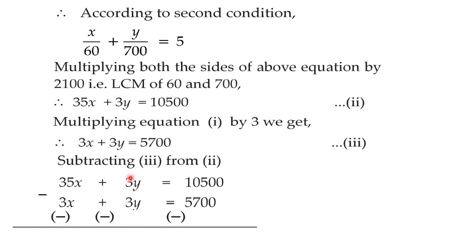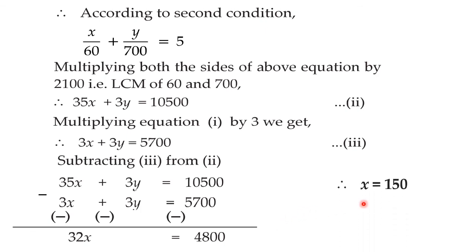Now this plus 3y and minus 3y will get cancelled. And here 35x minus 3x, you will get 32x. And when you subtract here, you can cancel these two zeros. Then when you subtract here, you are going to get 4,800. So your answer is 32x is equal to 4,800. From this we can now find the value of x.